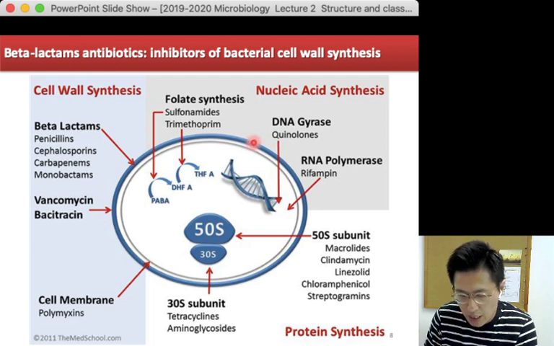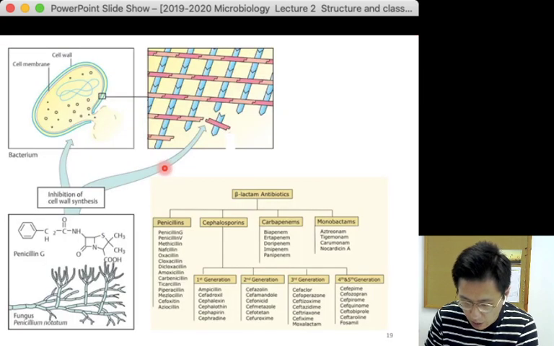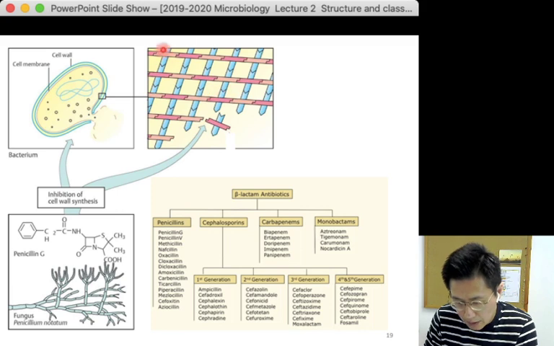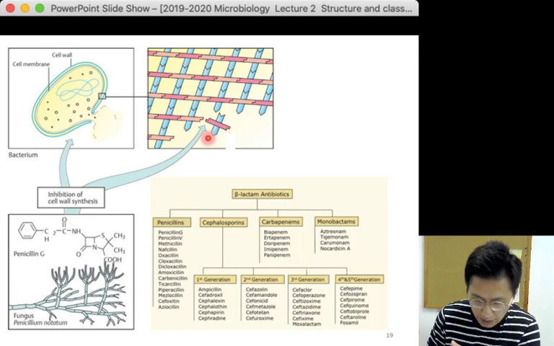That means the bacterial cell wall can't be maintained. Penicillin works quite straightforwardly. It inhibits the cross-link, the peptide linkage, so the cell wall can't be maintained. Eventually the cell wall loses its integrity, and the bacteria undergo lysis. So eventually the bacteria is killed by the lysis.